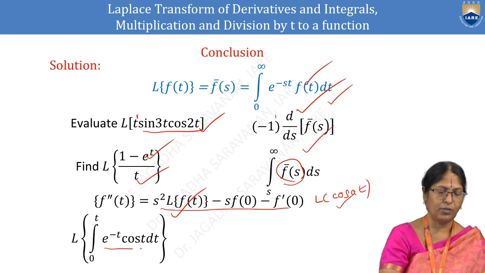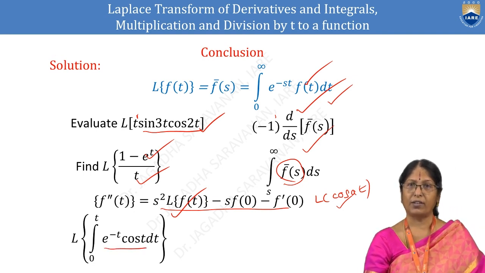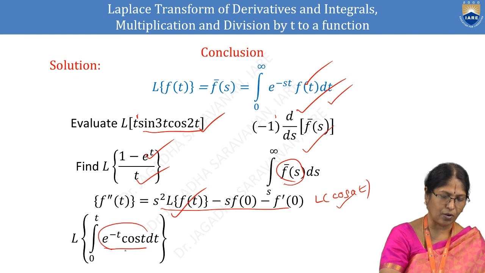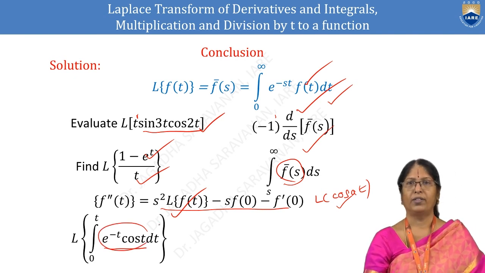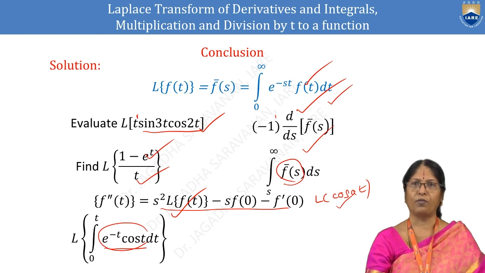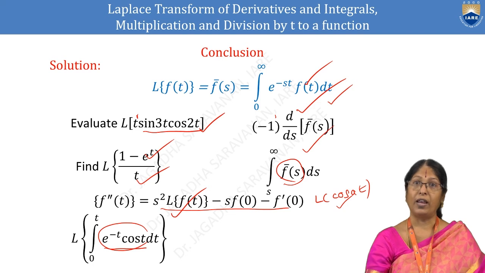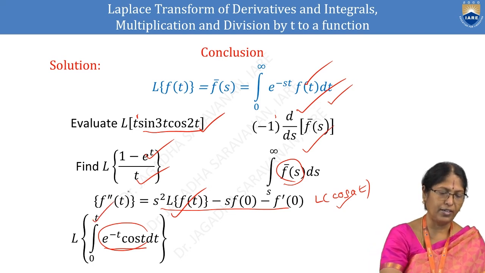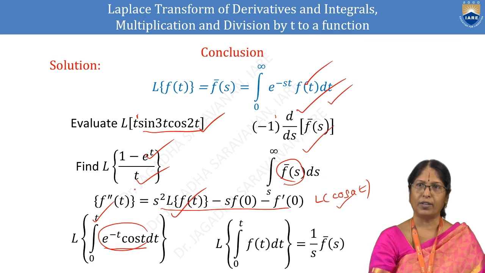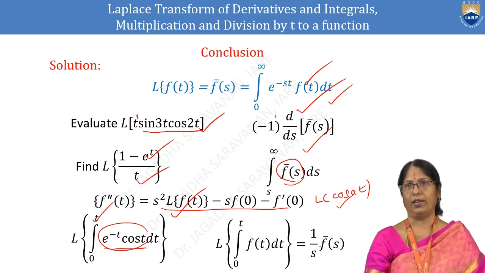Next, we have taken e power minus t cos t. This we first concentrated on, and we found the Laplace transform of this particular function, assuming it as f of t. After finding L of f of t, for the integral purpose, the result is divided by s. So we concentrated on derivatives, integrals, multiplication by t, and division by t of the function. We applied the Laplace transforms.